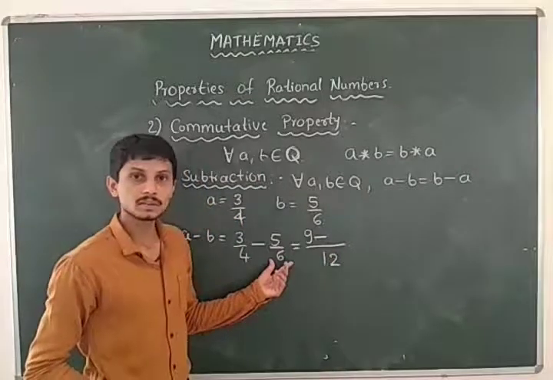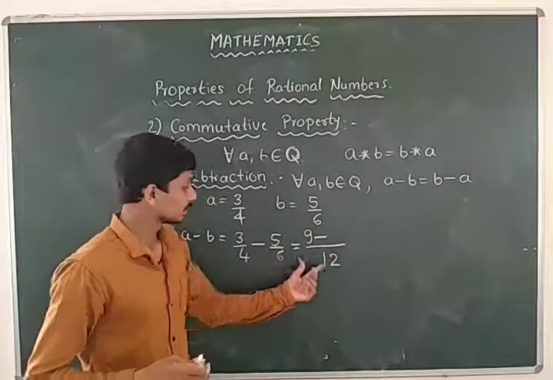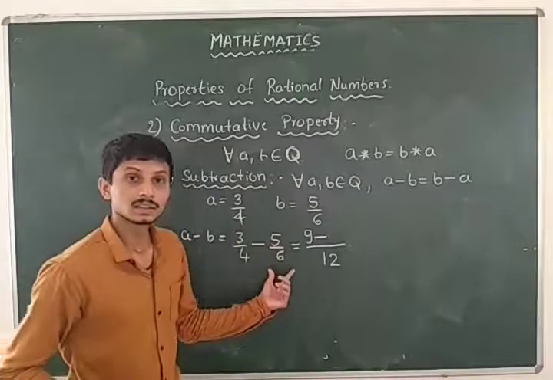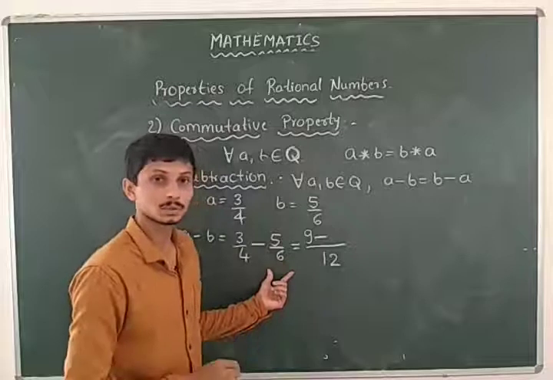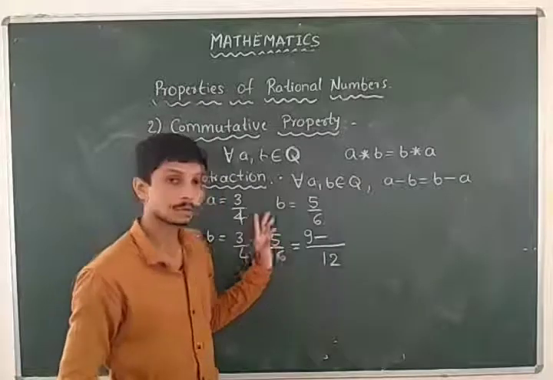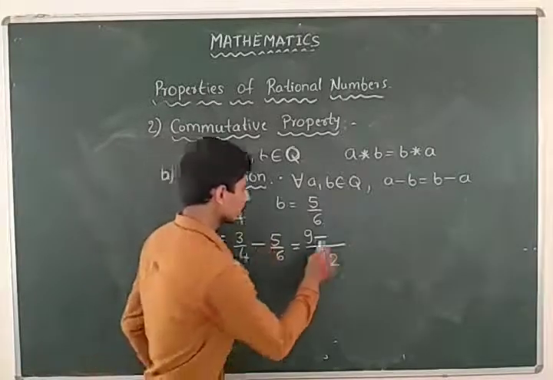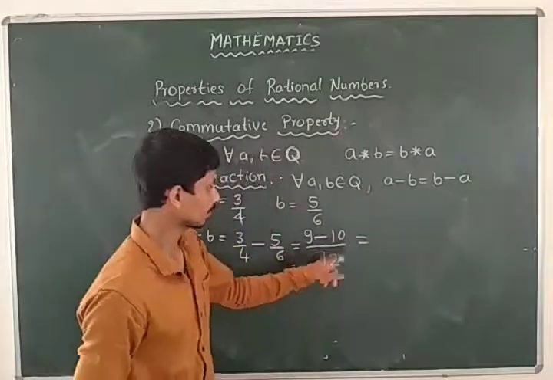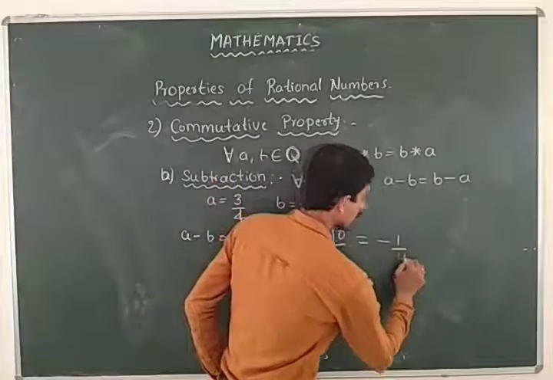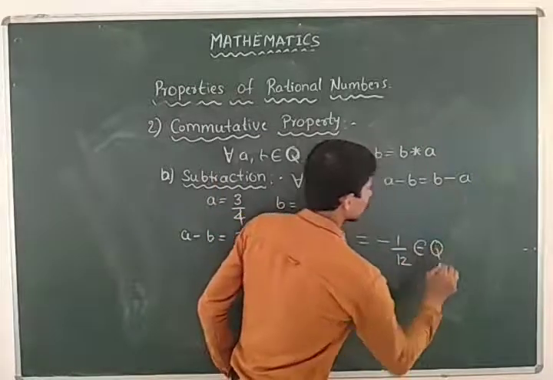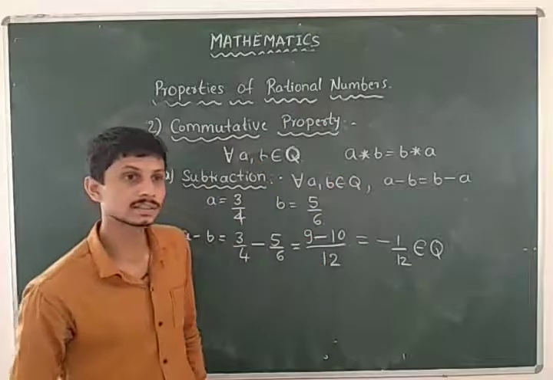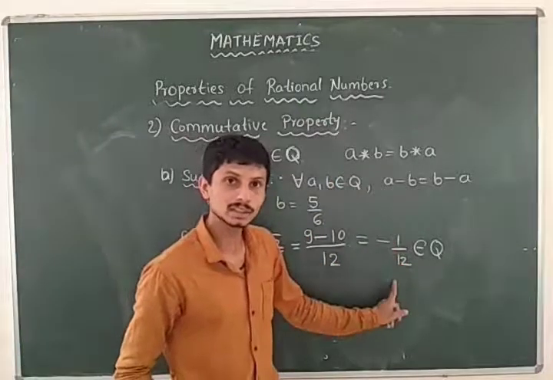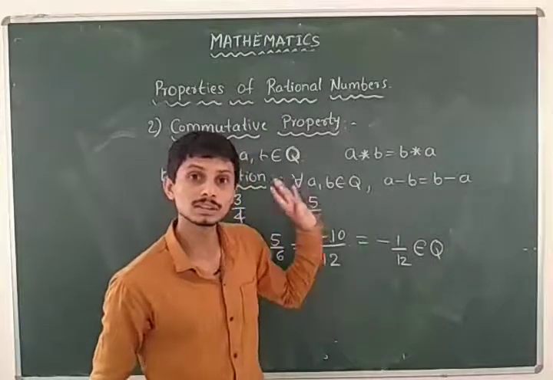So here 6 is there, we have to get 12, we have to multiply with 2. So likewise 6 into 2, and we have to perform multiplication with the numerator also. So 5 into 2, 10. So 9 minus 10 is equal to minus 1 by 12. So it belongs to the rational number set, so it is in the form of p by q, p and q are integers and q is not equal to 0.